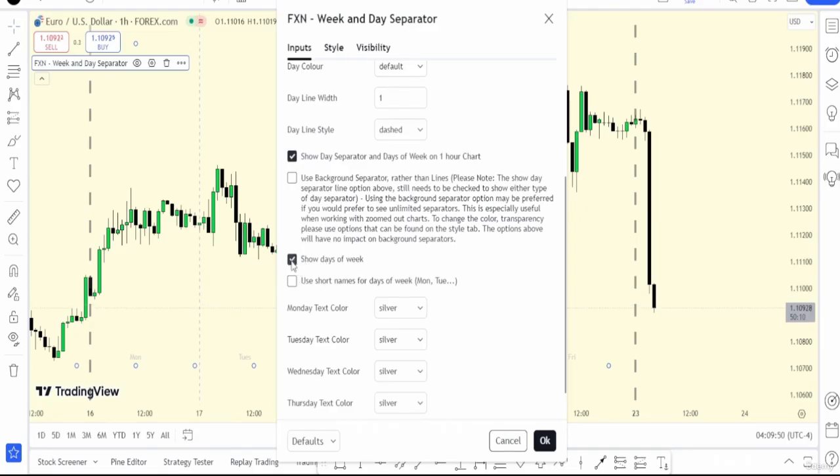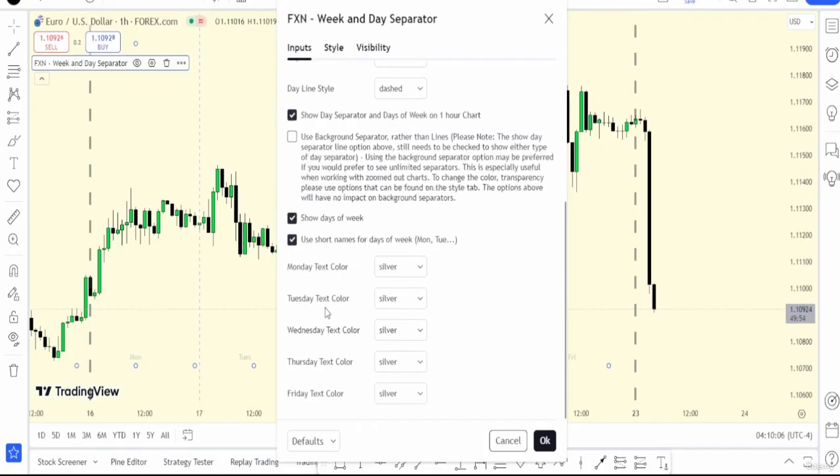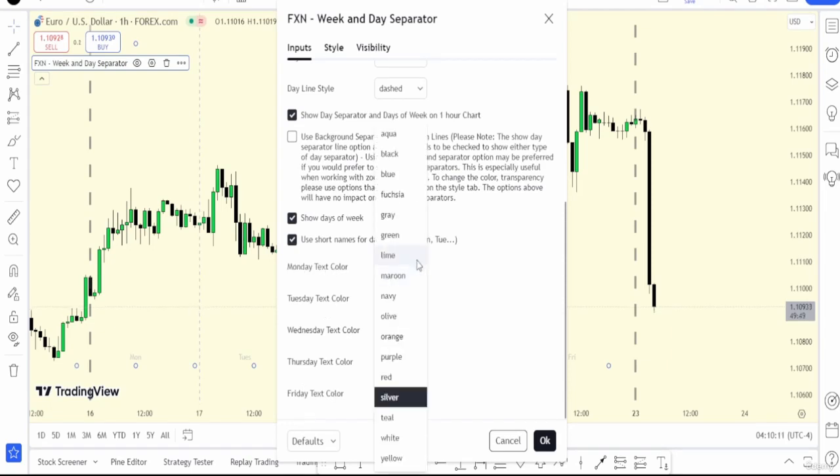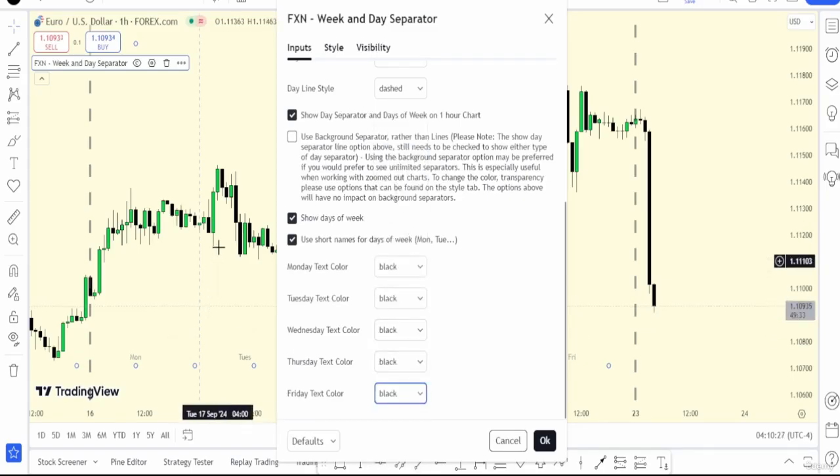The next one is show day of the week. Yes, you click on it. The next one, use short names for days of the week. For those who prefer short names, like me, click on it. But those who prefer long names, you may leave it like that. And then the text color on Monday to Friday, you choose your preferred color. Mine, I'll choose black on each and every day: Monday, Tuesday, Wednesday, Thursday, and also Friday, black.